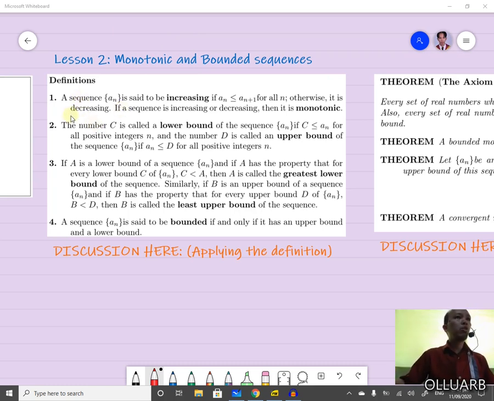Okay, definition 1. This is all about increasing and decreasing sequences. A sequence a sub n is said to be increasing if this condition is satisfied for all n. Otherwise, the sequence is called decreasing.